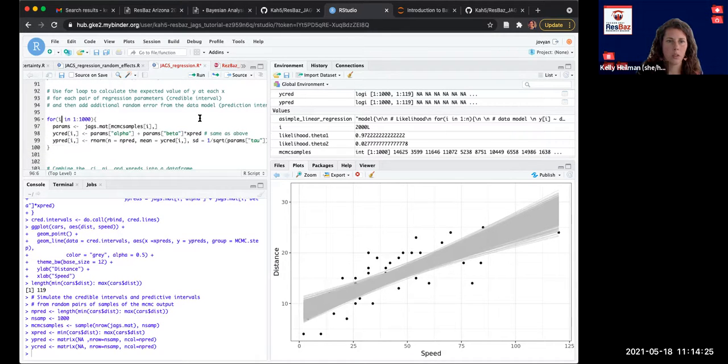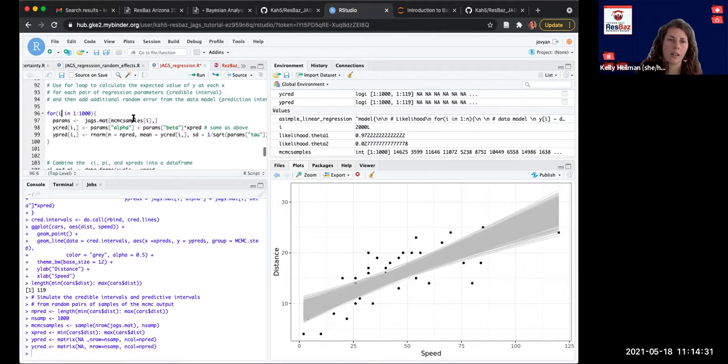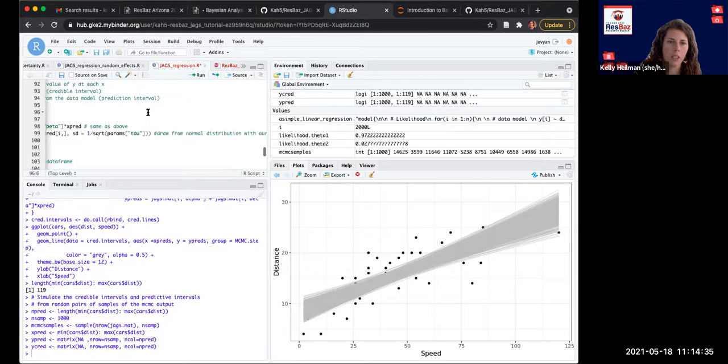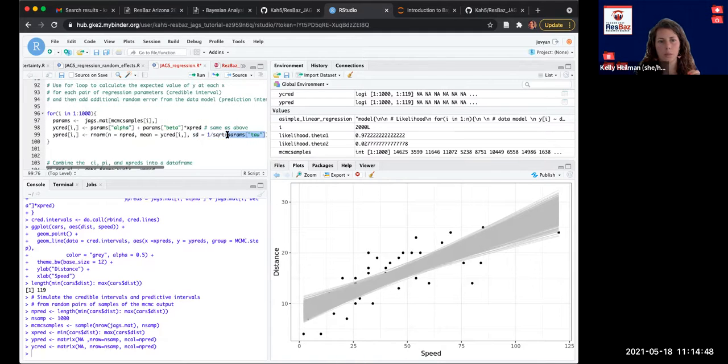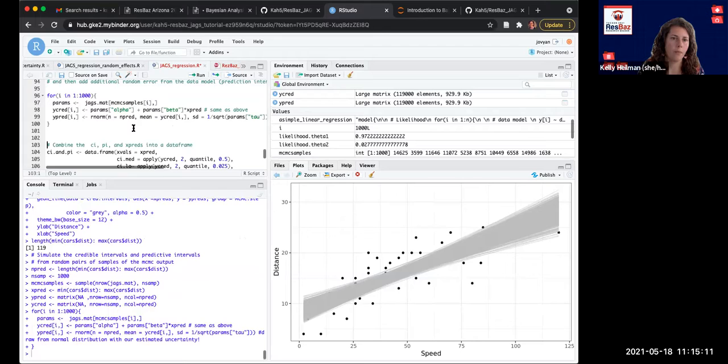So this for loop will calculate the expected value of Y at each X. And then for the prediction interval, it'll add this additional random error that is from our posterior distribution of our tau parameter, our precision parameter. And then the Y credible intervals will just be the samples from the posterior distribution of alpha plus the posterior distribution of beta samples times our X values that we're giving it, which are from 0 to 125. So we'll do that.